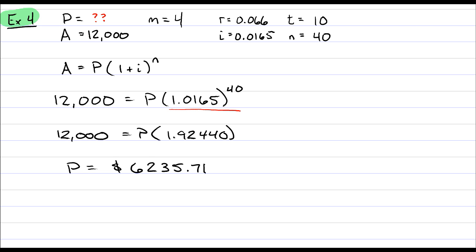Now to solve for P, I divide both sides by 1.92440, and that tells me that P is $6,235.71. That is how much the company will have to invest so that they will have the $12,000 that they need 10 years from now.